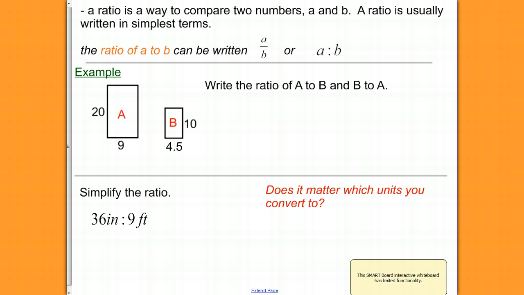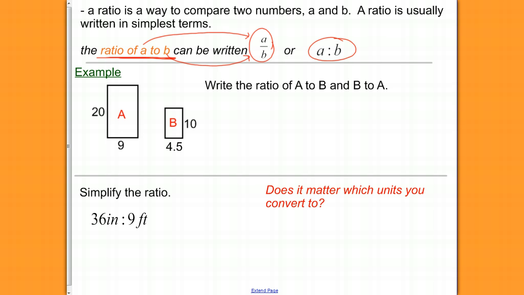So, wording. When we say a ratio of A to B, we're talking about a fraction. It's one way it can be written, and the order matters. When we say ratio of A to B, that first number goes in the numerator, second number goes in the denominator. Sometimes it's written with a colon, A to B. It means the same thing, but the most useful is the fraction. In this example, it says write the ratio of A to B and B to A.